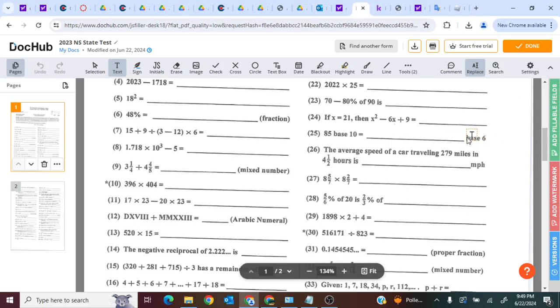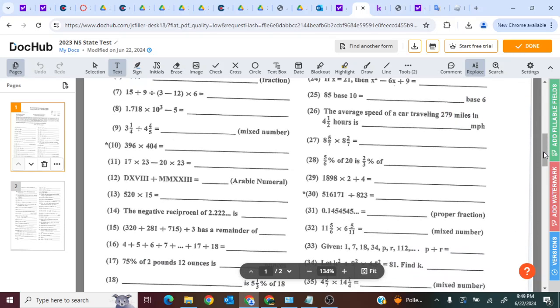A 6 goes into 36 2 times. Subtract that, 13 left goes into 6 2 times. Subtract that, you have 1, 2, 2, 1. Average speed of car traveling that in that time is what?